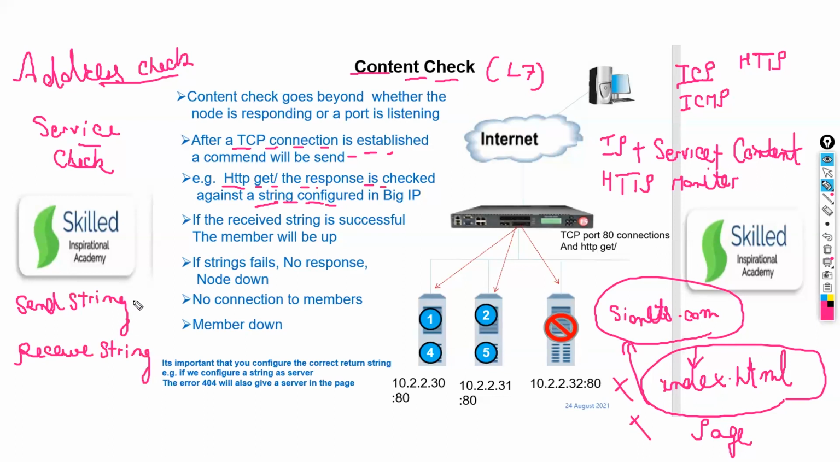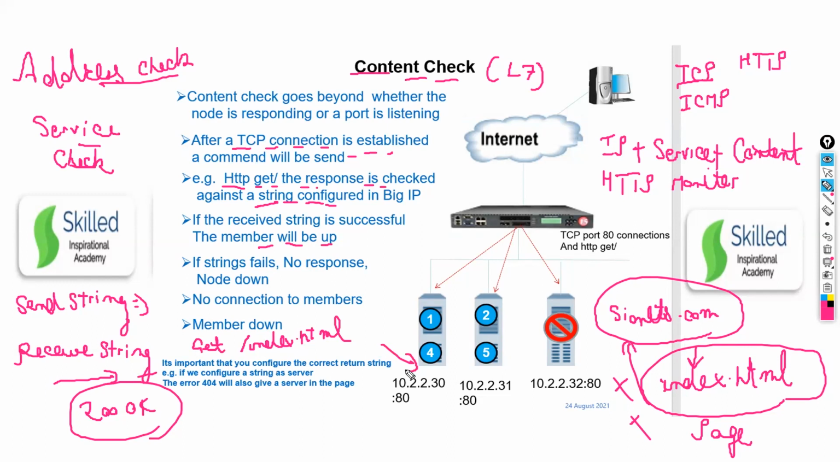The send string is something that you want F5 to check. And the receive string, if it is successful, then your member will be up. So in the receive string, let's say I have given 200. If I say GET, which is something you want to retrieve from the server, let's say I give GET index.html from this server IP. If this page exists in your server, then your response will be 200. If the response string or receive string is 200, it means your server will be up.